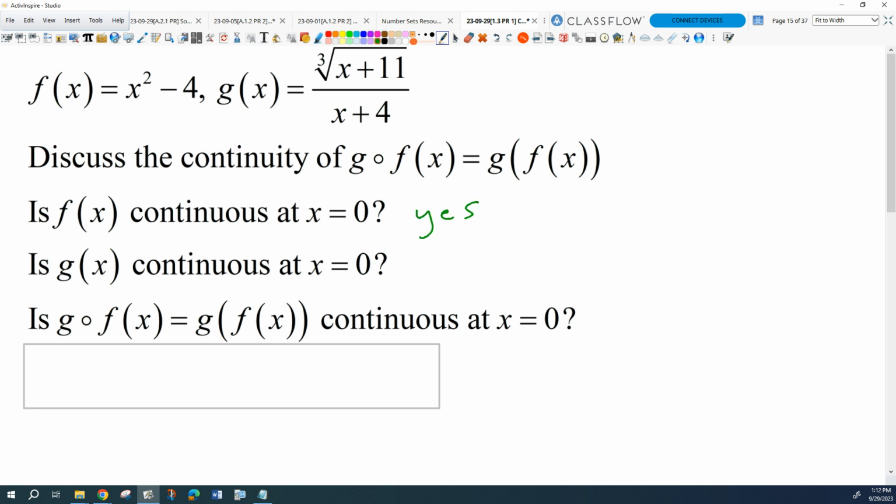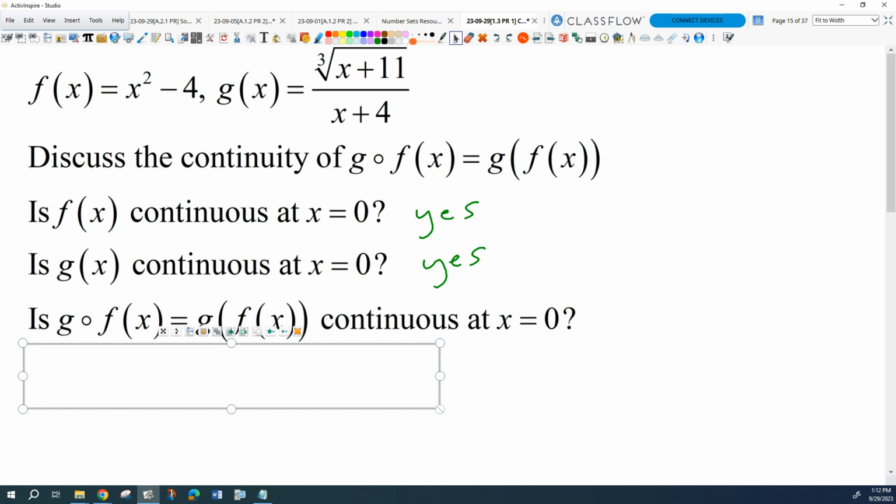Okay, here's g of x. Is g of x continuous at 0? Yeah, absolutely, right? I can plug that value into the function. It works fine. There's no problems here. Where would there potentially be problems? Where I divide by 0, or I take an even root of a negative number. Or if I had some piecewise function, we'd have to worry about whether the pieces met up, right? But this is fine. Okay, so then is g of f of x continuous at 0? Seems like it should be, right?